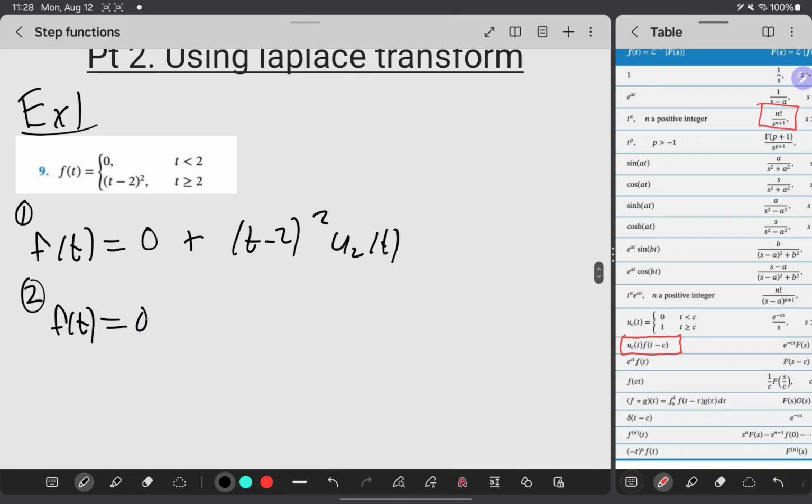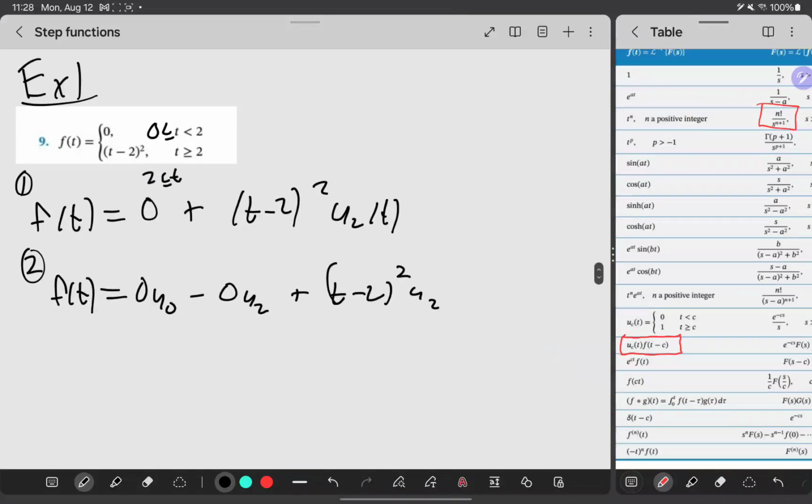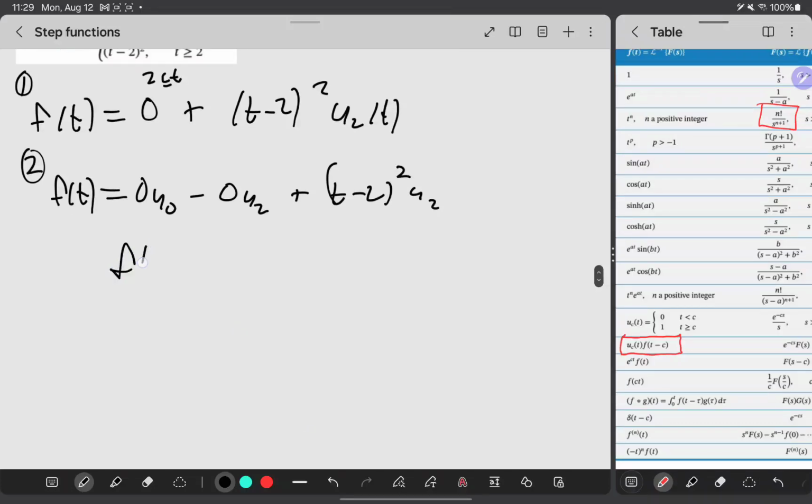Second method, we add the things up. So it's u of 0, you could think of this as t greater than or equal to 0, minus 0 u2, plus t minus 2 squared u2, right? So then our f of t would be t minus 2 squared u of 2.